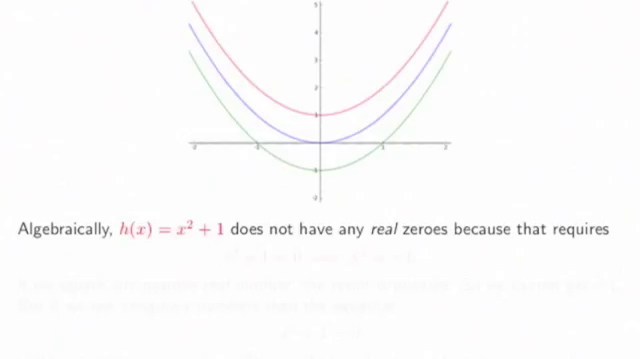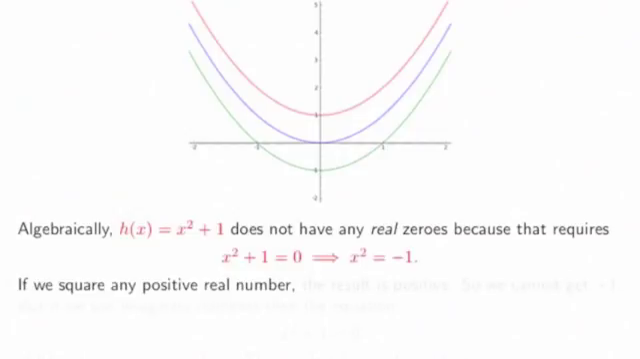Algebraically, x squared plus 1 doesn't have any real zero because this would require that x squared plus 1 equals 0, or that x squared is minus 1. And if we square any positive real number, the result is always positive. So there's no way we could take a real number x and square it and get a negative number.